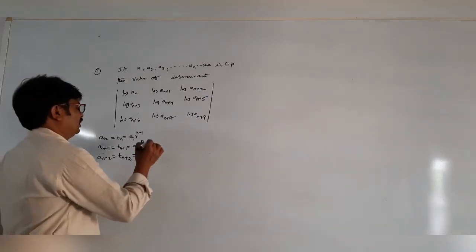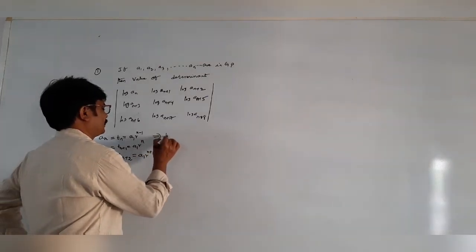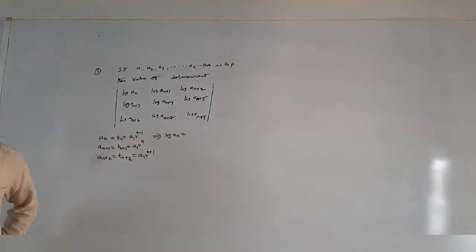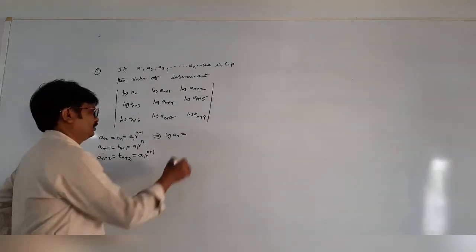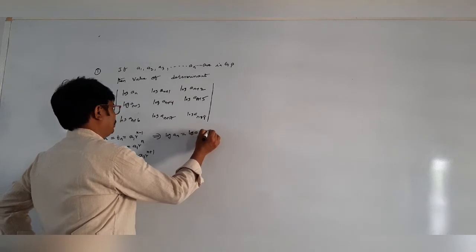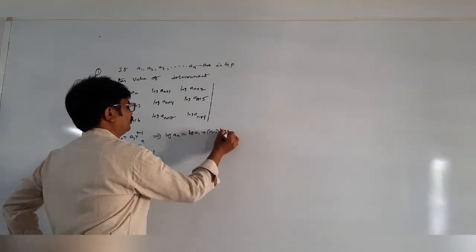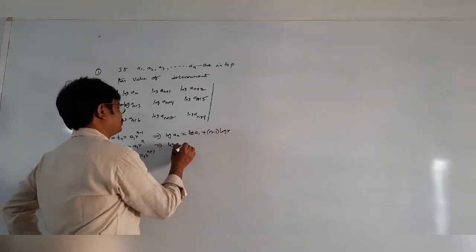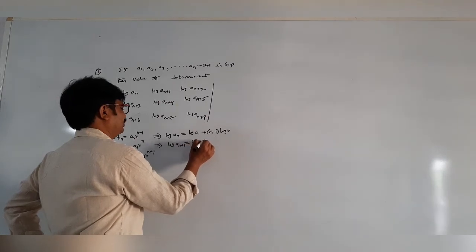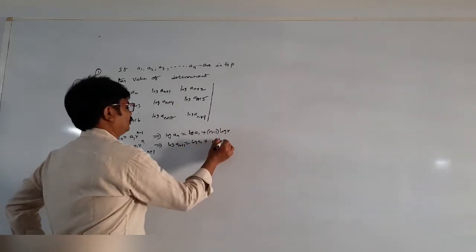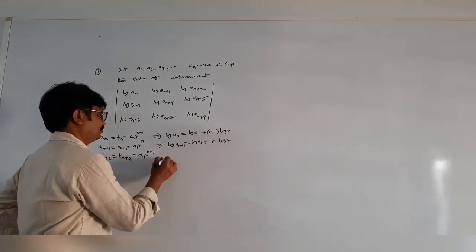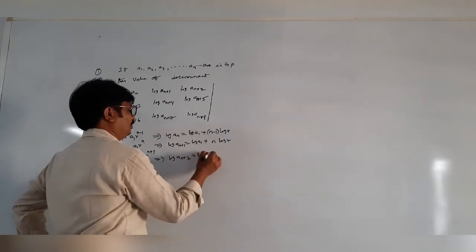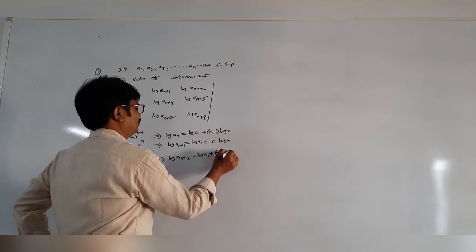Now dear students, applying logarithms on both sides. Log of an. What is the log of AB? Log A plus log B. That is log of A1 plus n minus 1 into log R. Similarly, log of an plus 1 is log A1 plus n into log R. After that, log of an plus 2 is log A1 plus n plus 1 log R.